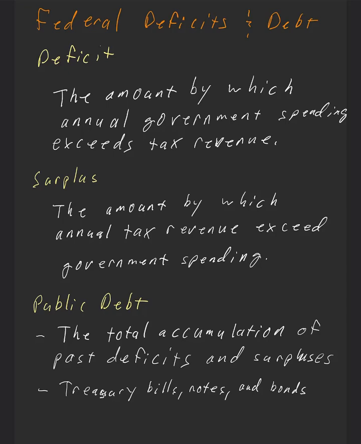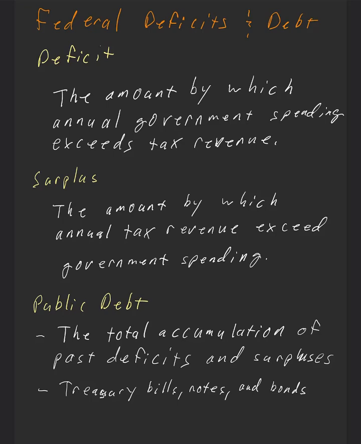A deficit is just the amount by which annual government spending exceeds tax revenue. So when you're spending more than what you're taking in as revenue, that is a deficit. The opposite is a surplus. That's the amount by which annual tax revenue exceeds government spending. So if you're taking in more revenue than you're spending, you're in a surplus.